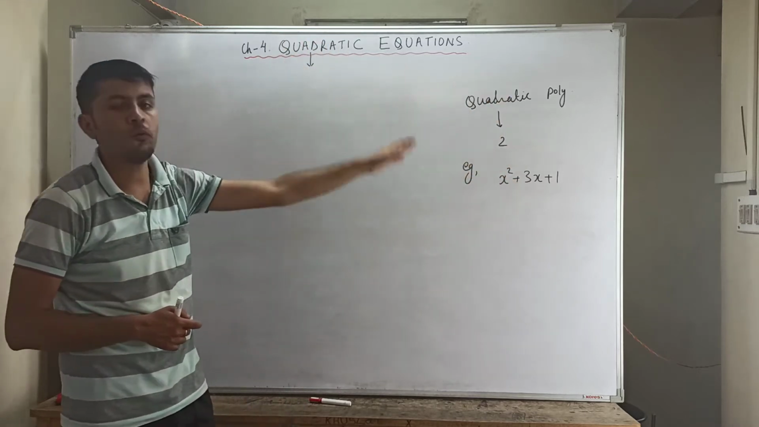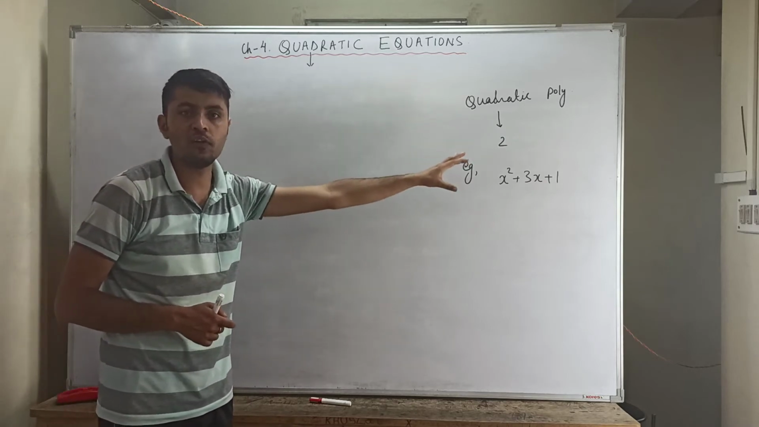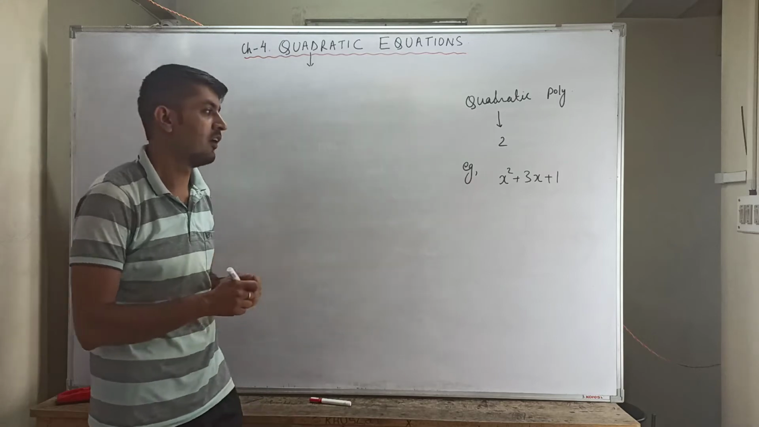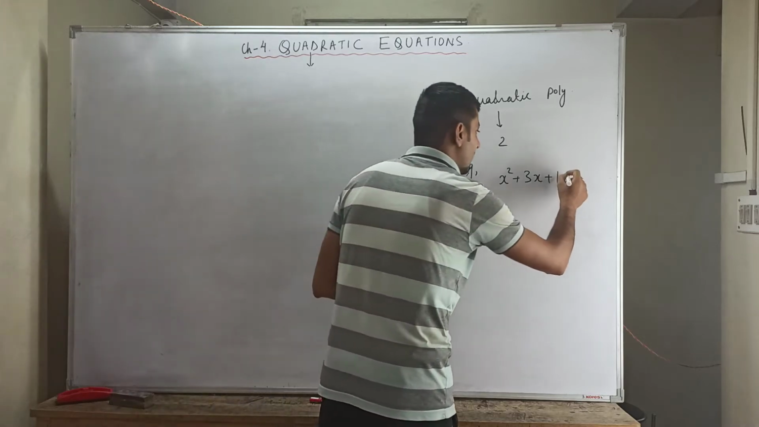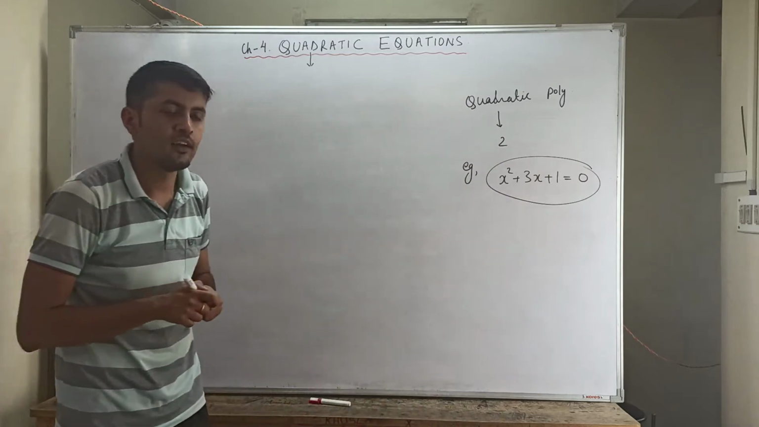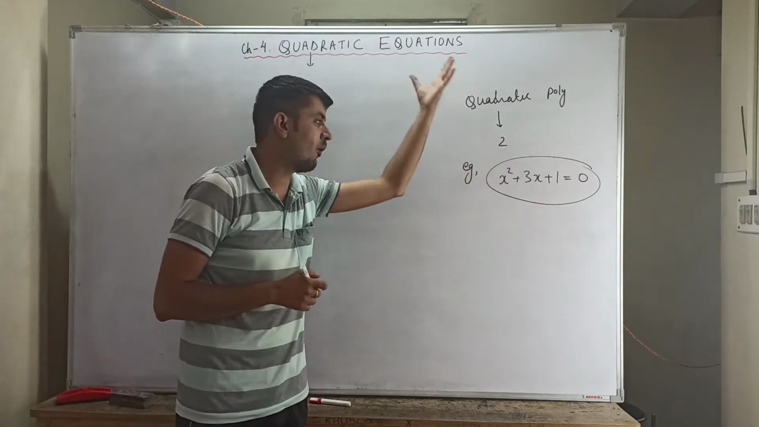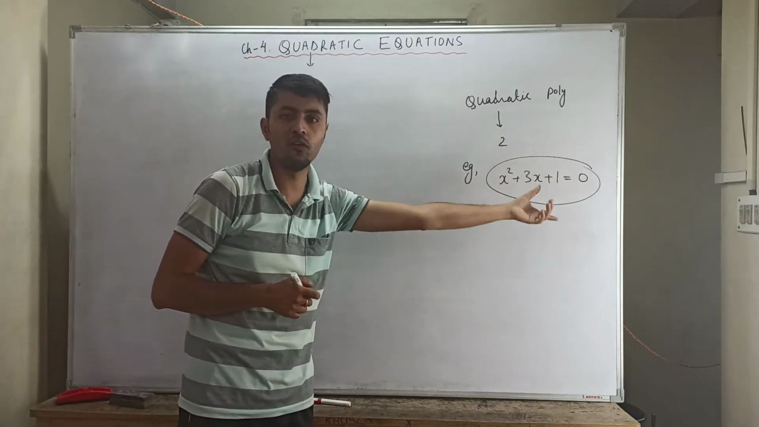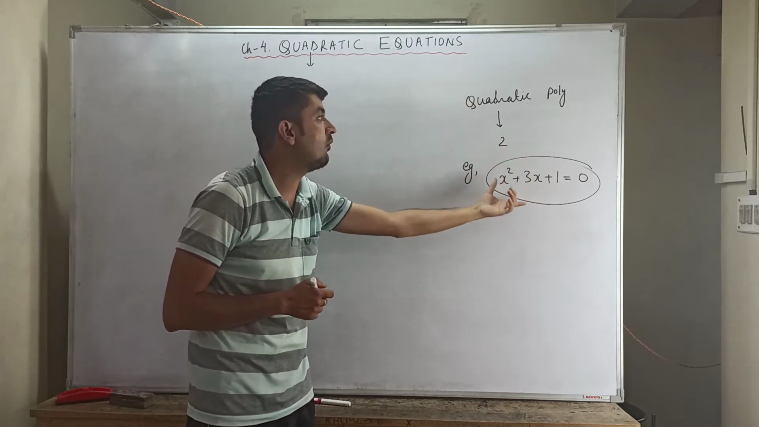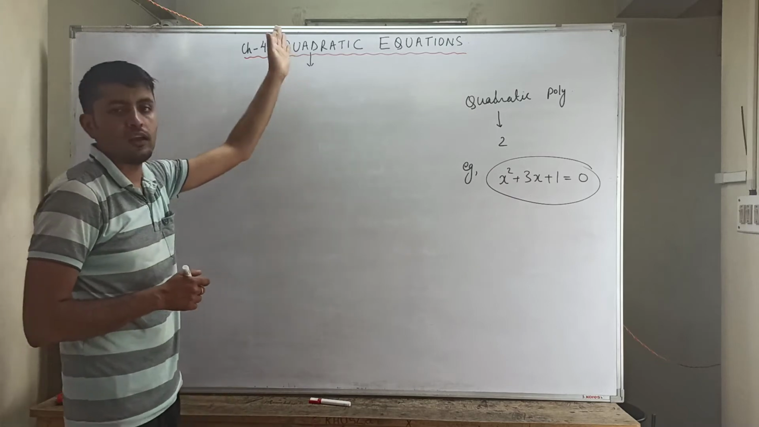Now how to convert a quadratic polynomial to an equation? What you will do is put it equal to 0. You equate that polynomial to 0, or to 1 or 2 like that. That way you will get your quadratic equation.